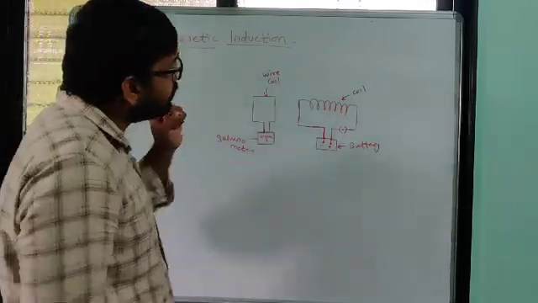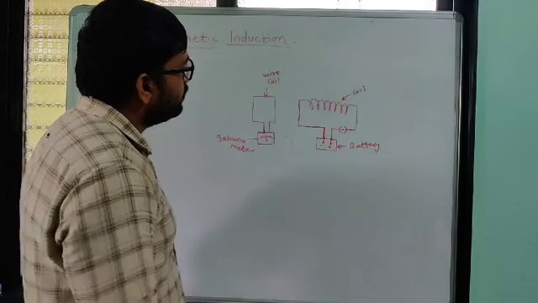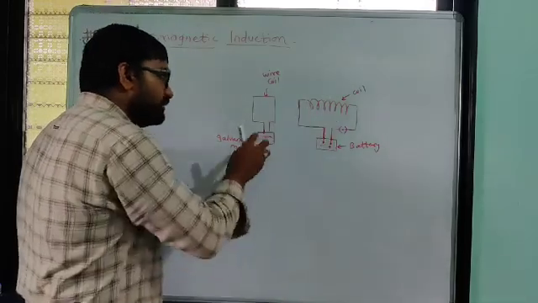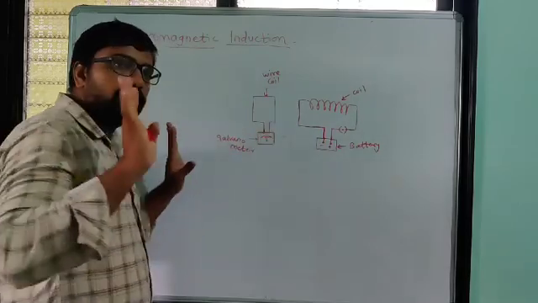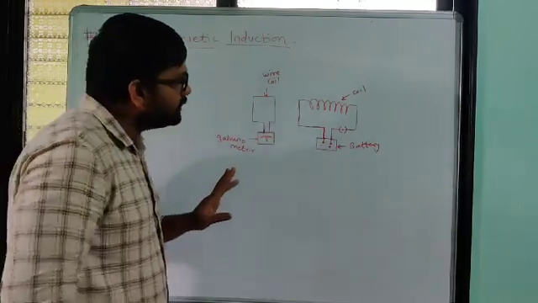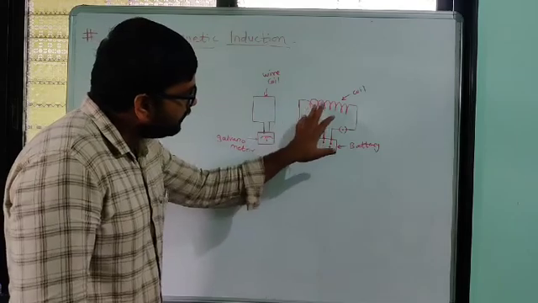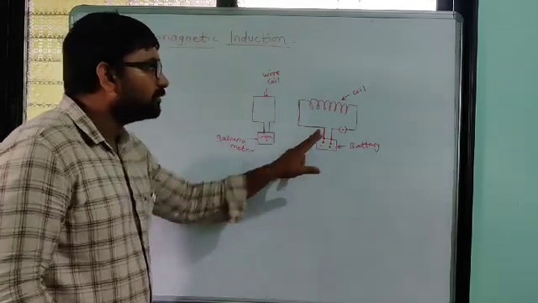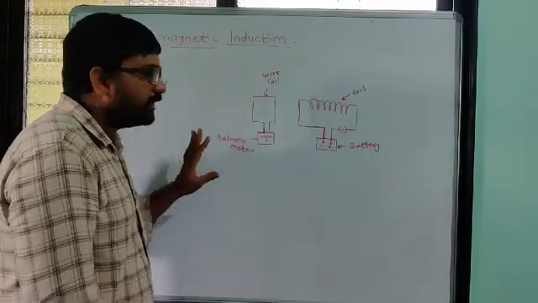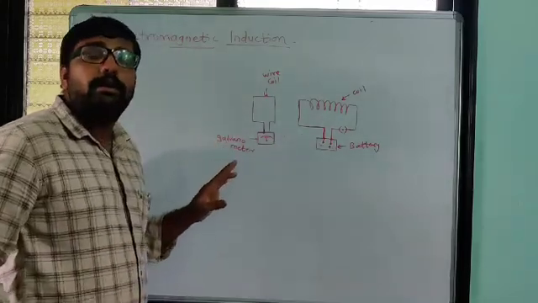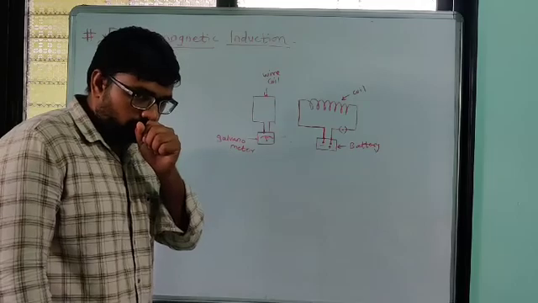Okay, so initially, suppose this setup is stationary, and this coil is also stationary. Initially we have to consider that electricity is not passed through this coil. At that time the whole scenario remains as it is.